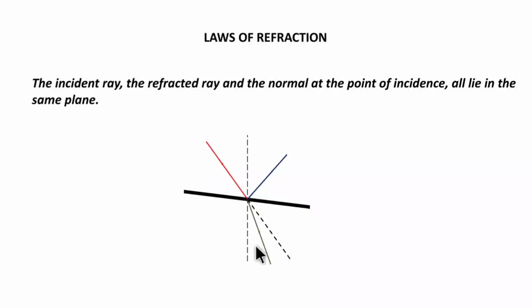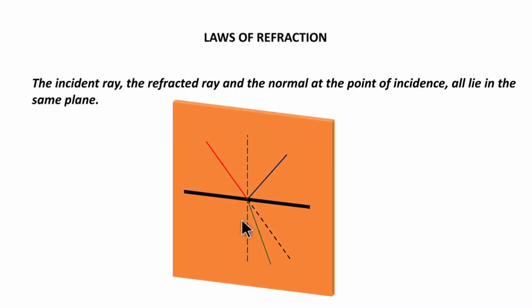All these lines and rays and the normal lie in the same plane. That means if you pass a plane through these lines, then all will lie in the same plane. None of the rays or lines will be coming out of the plane or going inside the plane. That means all of these lines lie in the same plane.